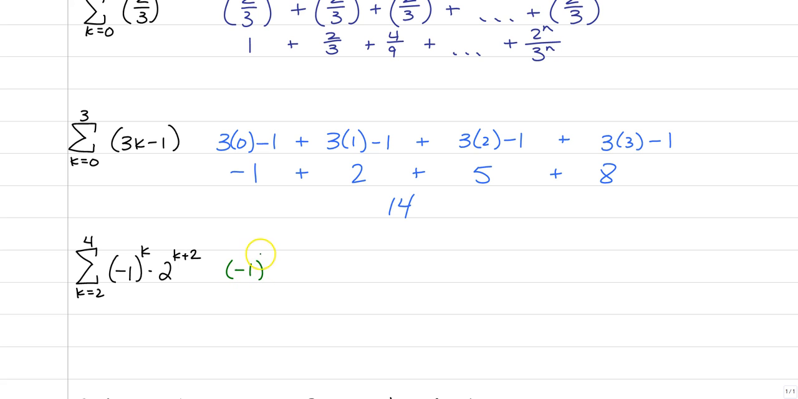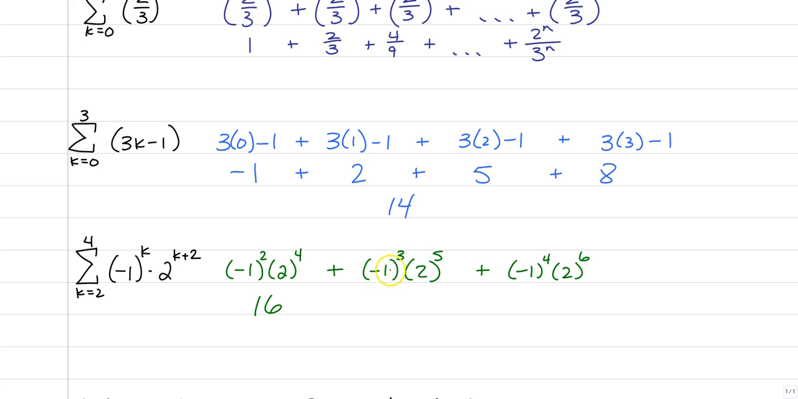So we have -1 squared times 2 raised to the k plus 2. So 2 plus 2 would be 4, plus -1, and now we're at our third term, times 2 to the 3 plus 2 is 5, plus -1 to the fourth times 2 raised to the 4 plus 2 is 6. So -1 squared becomes a +1, and 2 to the fourth is 16, so we have a 16.